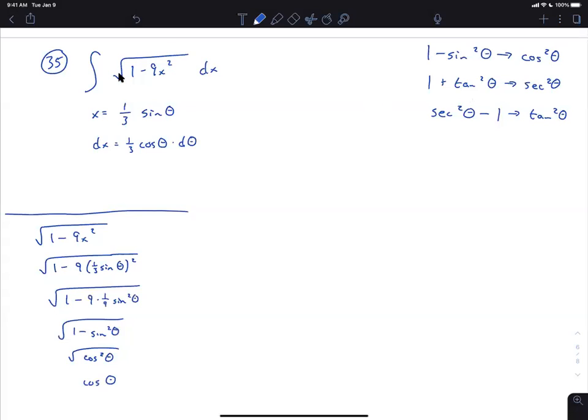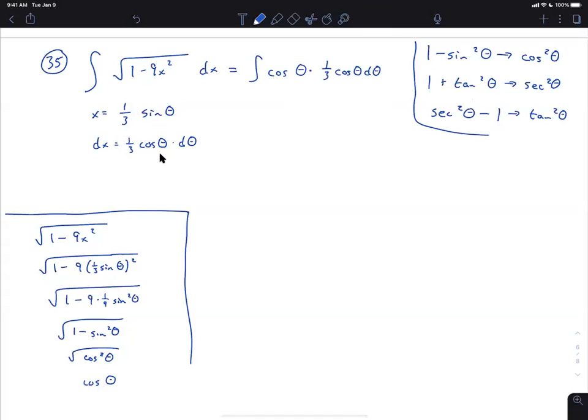Okay. So now the square root gets replaced with this answer down here. On this problem, we don't have any x's that aren't in a square root. But if we did, you would replace the x's outside the square root with 1/3 sine theta. Then you need to remember to replace dx with whatever we found for dx. So dx is 1/3 cosine theta d theta. This stuff is on the side and that's on the side, but this is the first step in the main problem once we do all this.